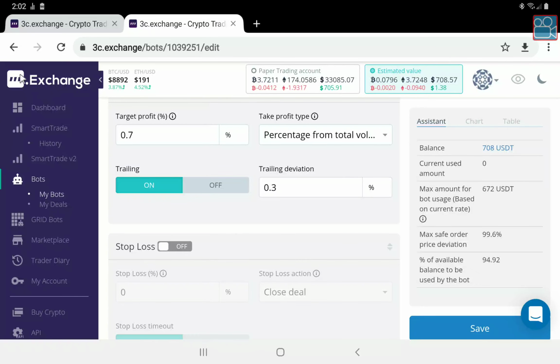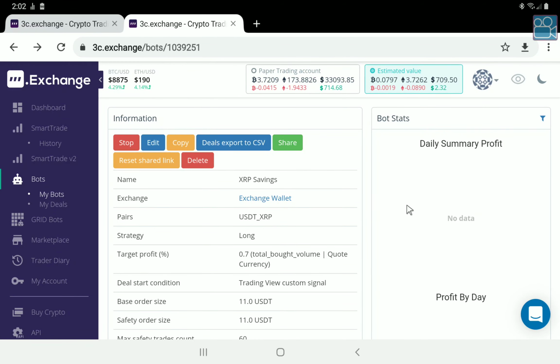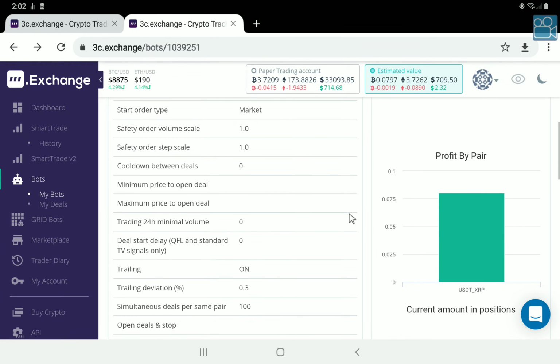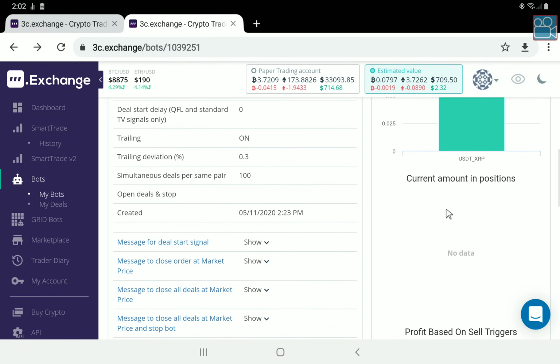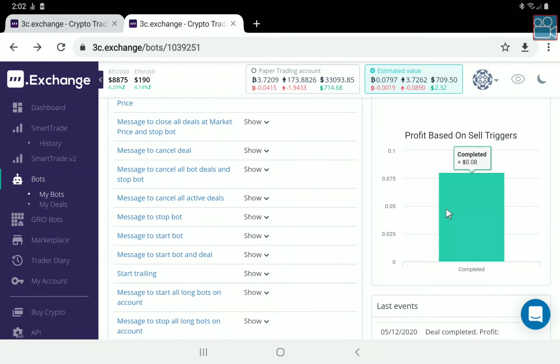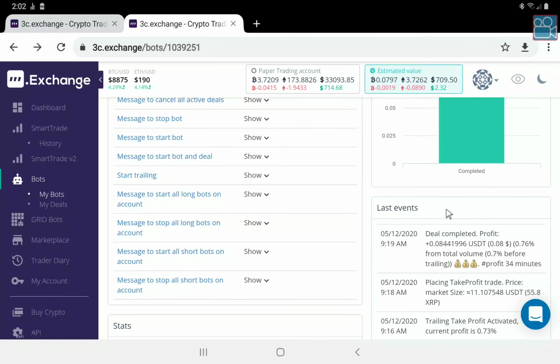So let's go back to the previous page. Said it's only been running a few days, but it's made its first profit. It's not earth-shattering, but it's good considering the way the market's been doing. I actually started this before the drop. So it's actually quite remarkable how well it's working.